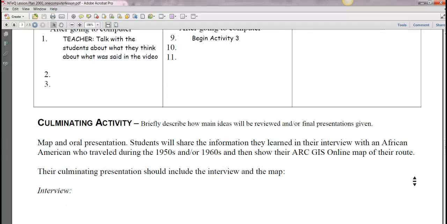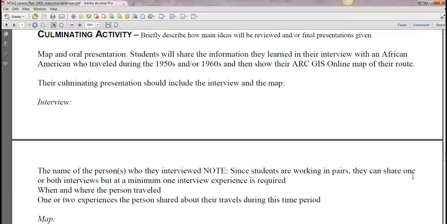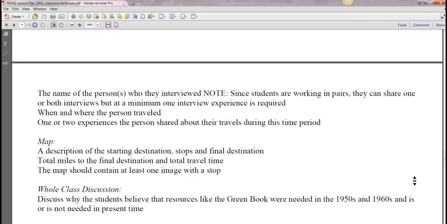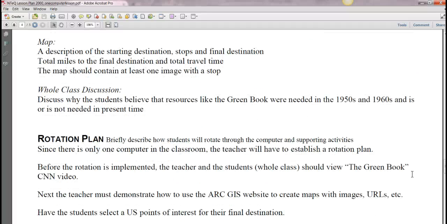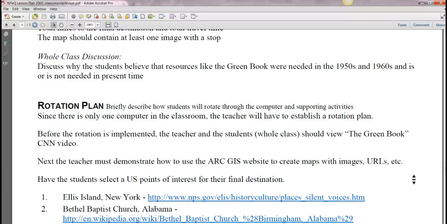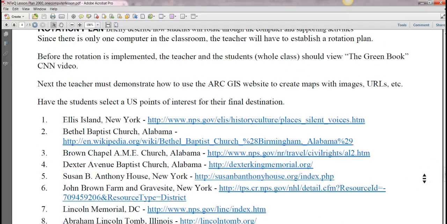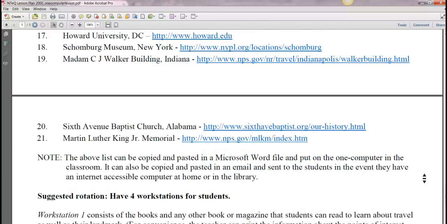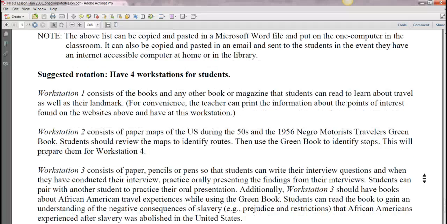The culminating activity is entered here. There's some details about the interview that the students will be conducting, as well as what should be on the map, and then the whole class discussion. There is a rotation plan that is identified here. And these are some points of interest that the students could select. Here's the actual rotation for the workstations.